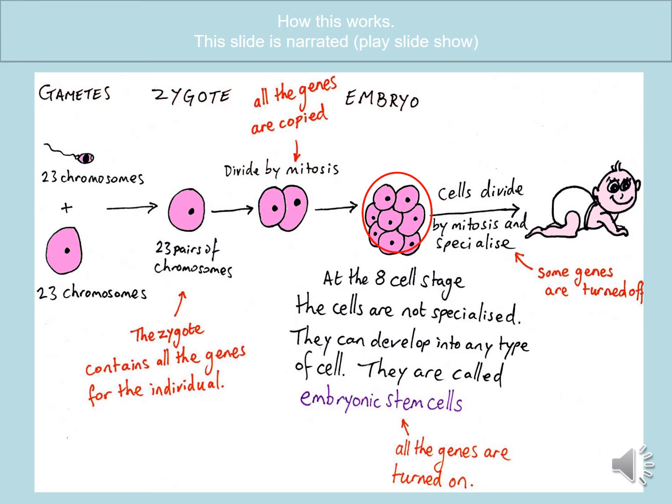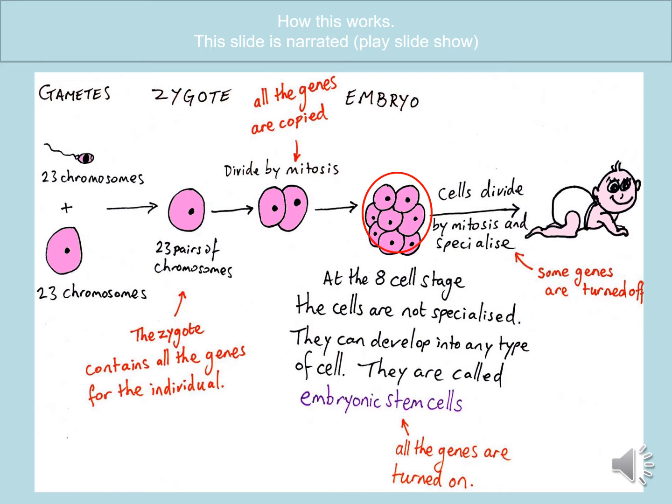And at the 8 cell stage, which is highlighted here, all of these cells are unspecialized. This means that they can develop into any other type of cell during differentiation. These are the embryonic stem cells that we hear about when we are thinking about this topic.